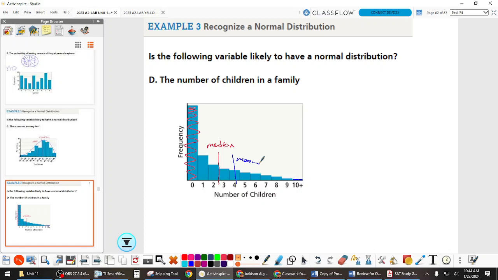Does anybody have a lot of brothers and sisters in here? You do? How many? I have 6. 6 siblings? So there are 7 of you? Okay. 5 brothers, 2 sisters. So there's 8 of you? Yeah. Okay. Well, if it was just our class, it would definitely shift to the right a little.